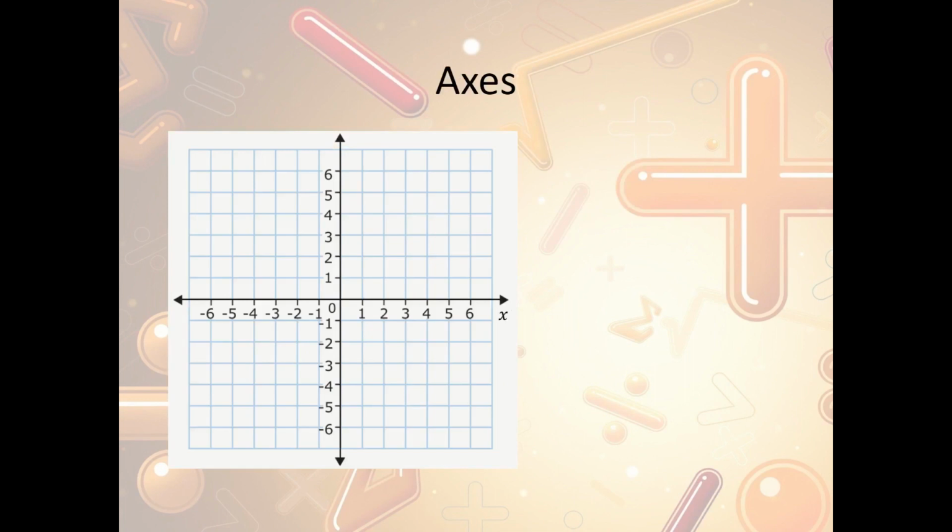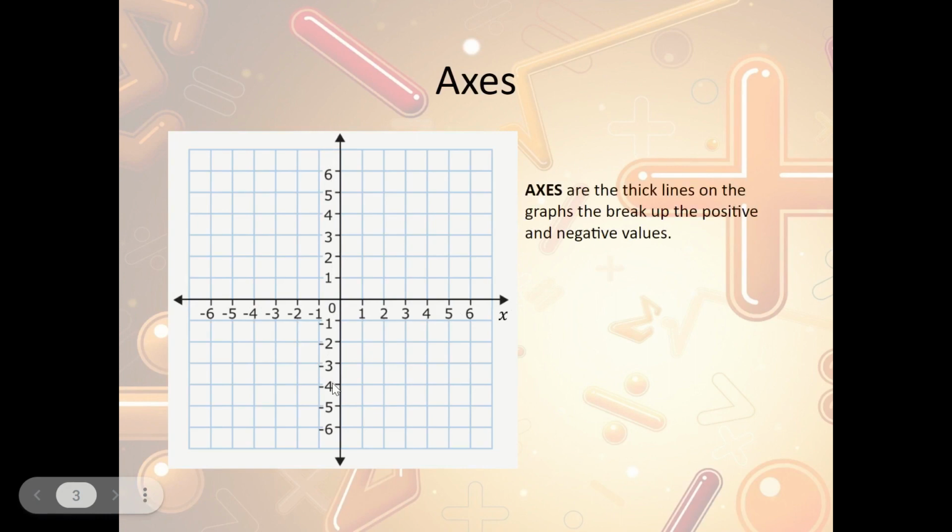Now let's take a look at axes. Within the coordinate plane, we should notice that there are these lines that break up the x's and y's. The axes are the thick lines that break up the positive and negative values. So if we look here, we have our x's that go this direction, and we have our positives on this side and our negatives on this side. And they're broken up by this line here that represents the negative y's and the positive y's. So they break up each other and create positives and negatives in each of these boxes.